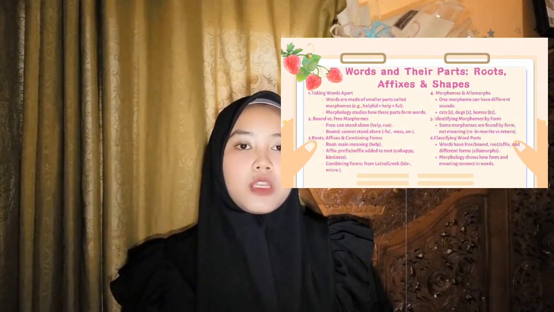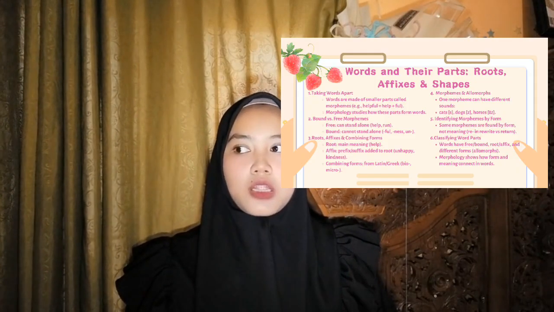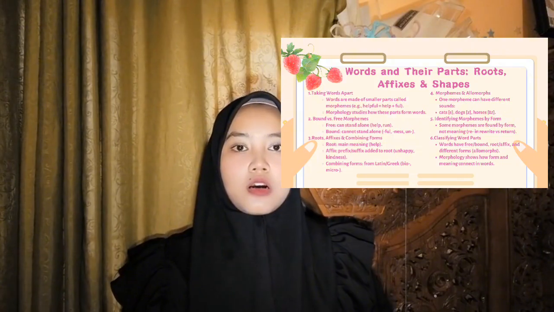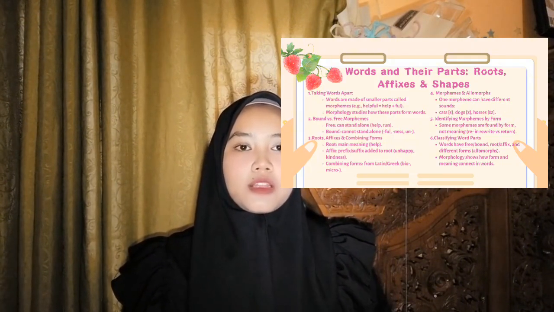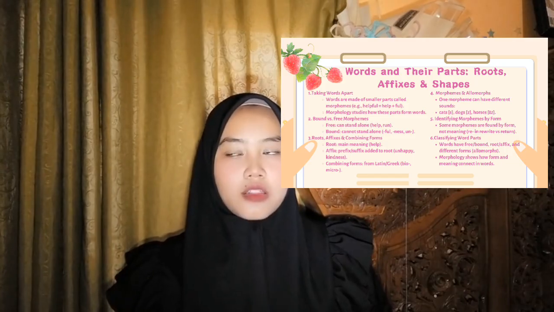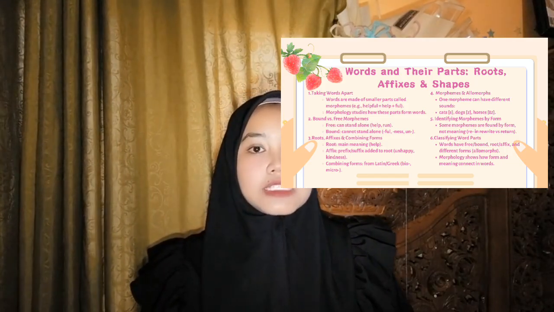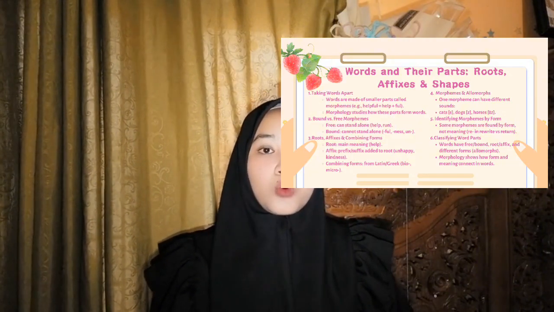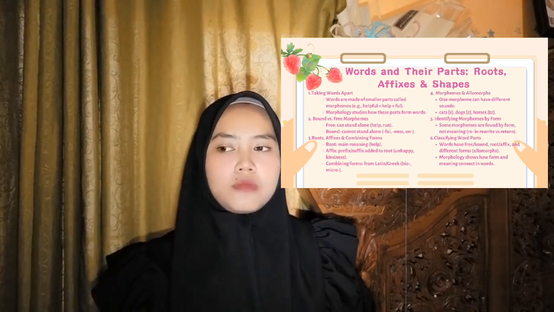A morpheme is the smallest unit of meaning, like help, as, an. An allomorph is a variant form of one morpheme, like I said before, like as. There are three forms: as, z, and iz. Free morphemes stand alone, for example, book, run, while bound morphemes need others, like ed, nurse, an.